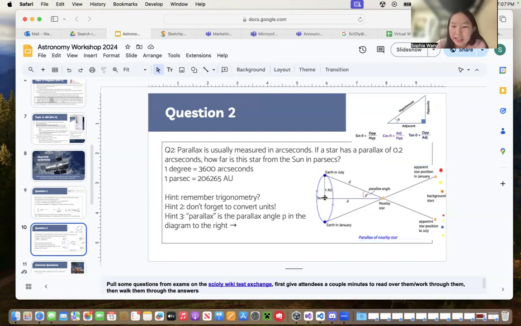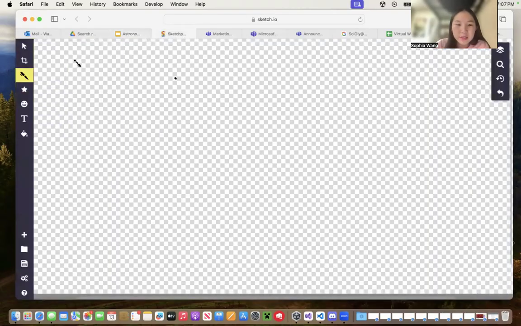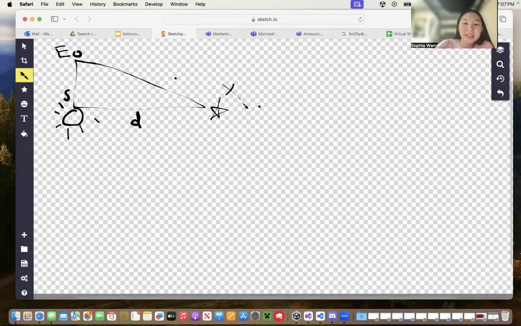But let's just recreate this right triangle in our notes. You can kind of see where I'm going with this maybe, but this is Earth. We're gonna call it E. This is the sun. Gonna call it S. This is the distance D to our star. And let's just call this star X. Beautiful. And then this is our angle P, of course. And we're given that P is 0.2 arcseconds.